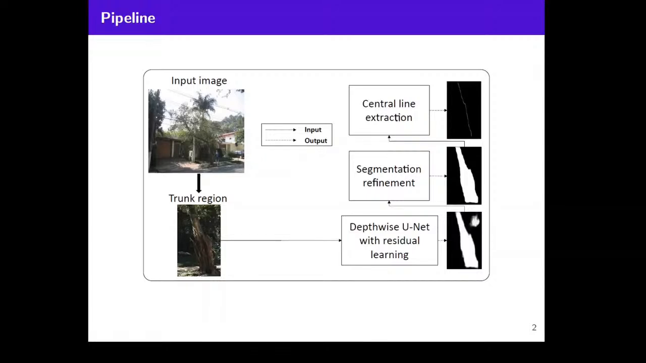And for the training of the model, we have used 8100 images obtained by the cropping of the trunk region, along with the binary masks for the supervised training of the model.